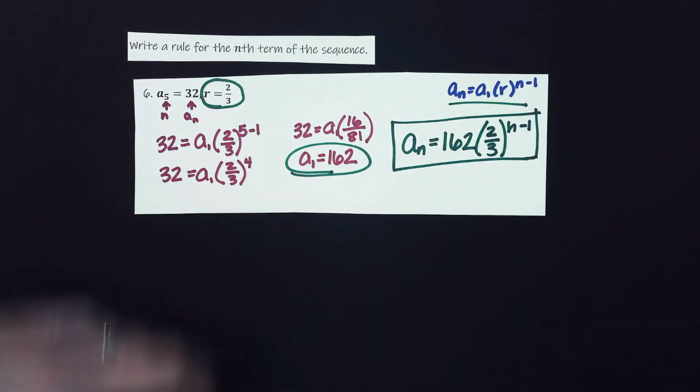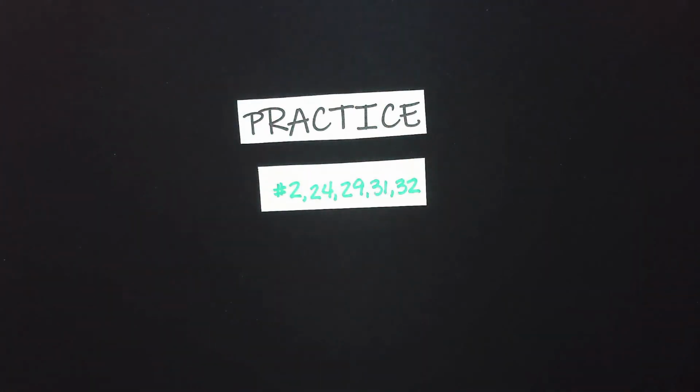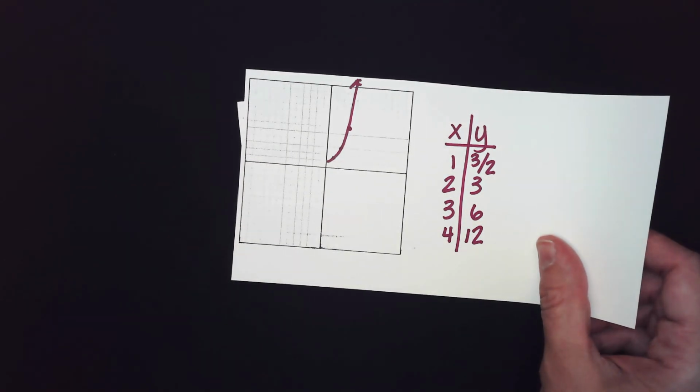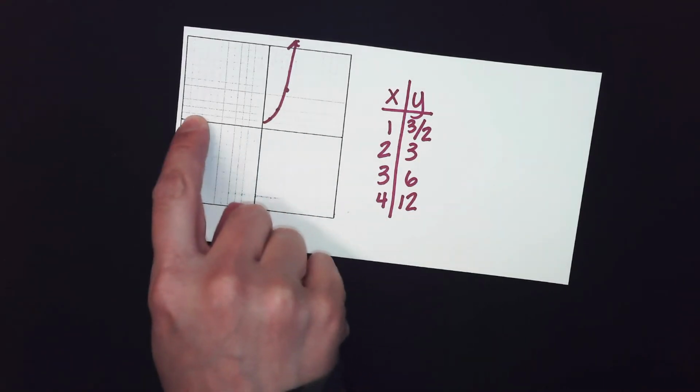And there's my rule. So give this a try by going to the practice and doing numbers 2, 24, 29, 31, and 32. One thing I want to point out with number 2, when I graphed this graph, this should look very familiar to you. It looks like an exponential function, like it gets smaller here if I kept going. Okay? Hint, hint. All right.